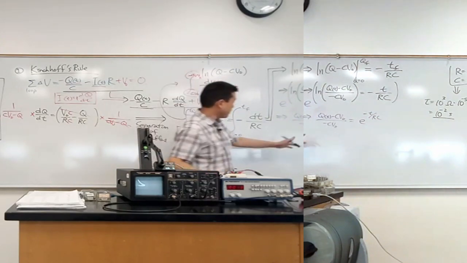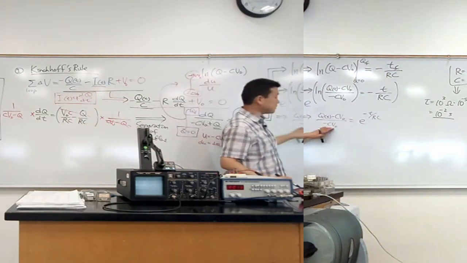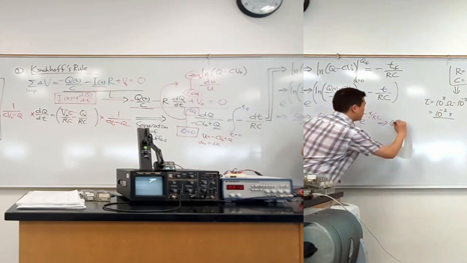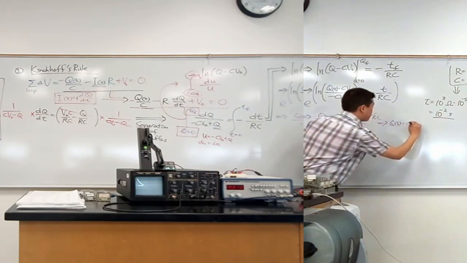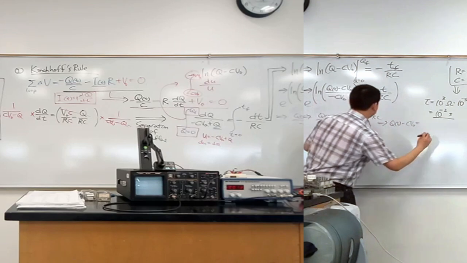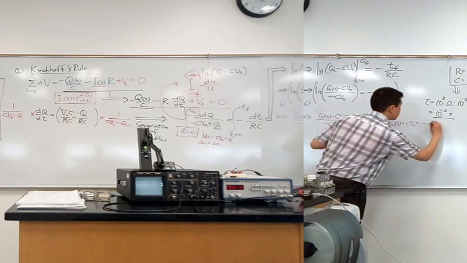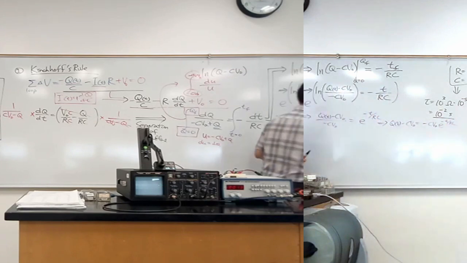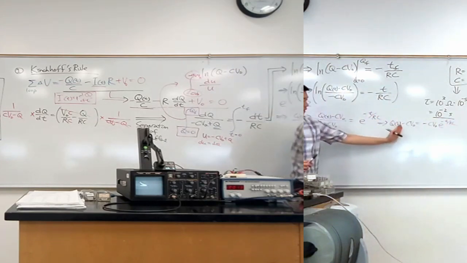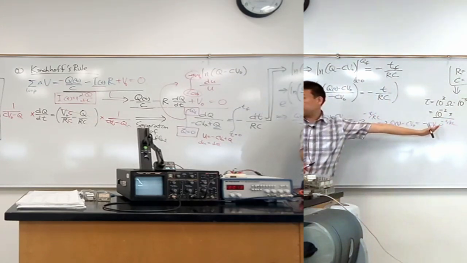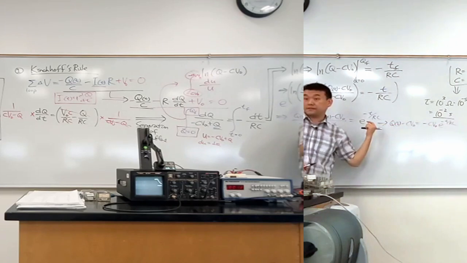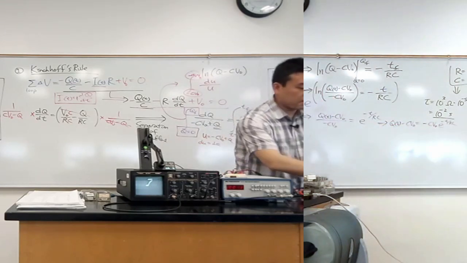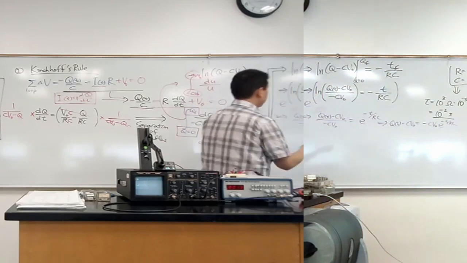All right, I have to finish the algebra. Multiply both sides by minus CV naught. So that ends up with Q of T minus CV naught is equal to minus CV naught e to the minus T over RC. All right, so to finish solving it, move this over to the other side, and I can actually factor out CV naught. Then when I do all of that, this is what you finally end up with.